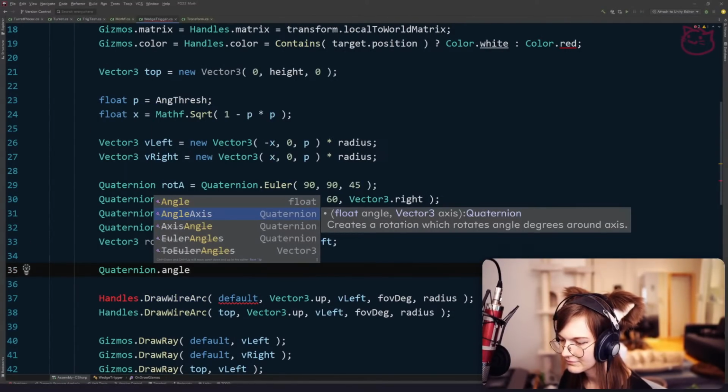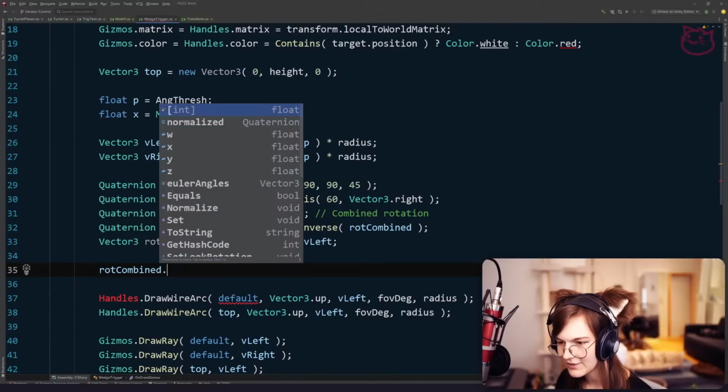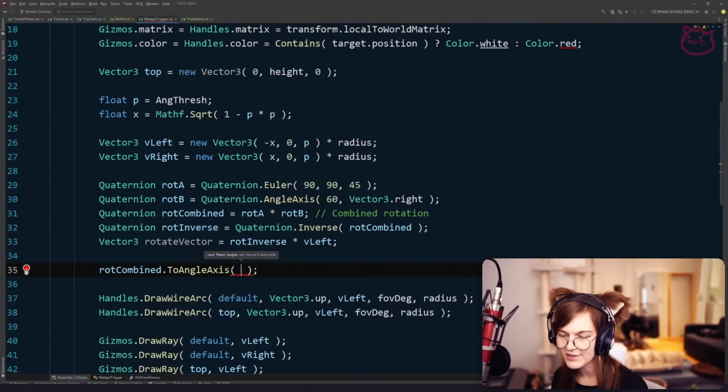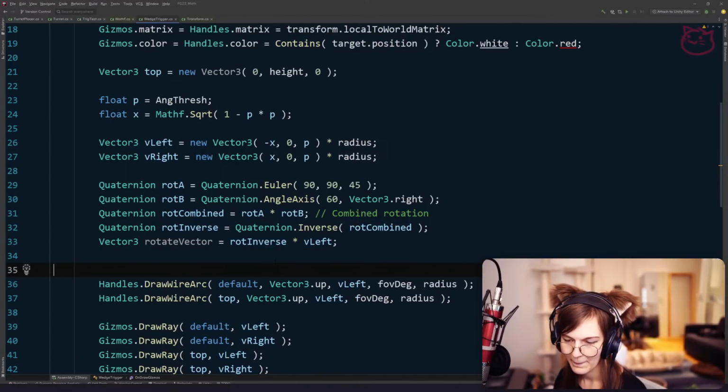So yeah, let's see. I don't know if they have a function on this one, but I think so. Yeah, ToAngleAxis. So you can convert this one to an angle axis format if you want to. And I presume this one is safe, so you can just convert directly to it.